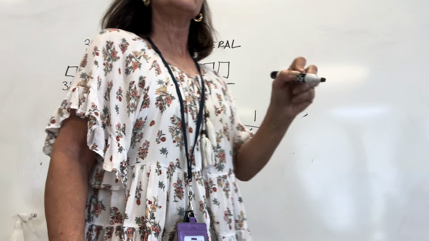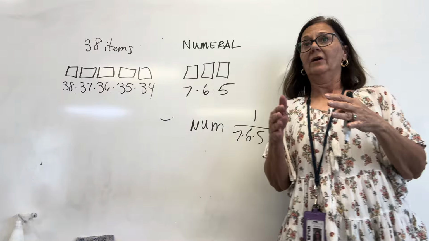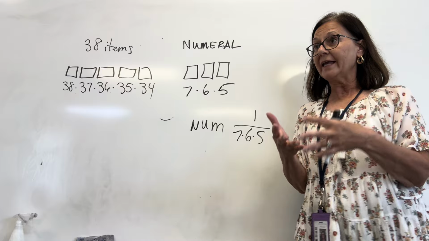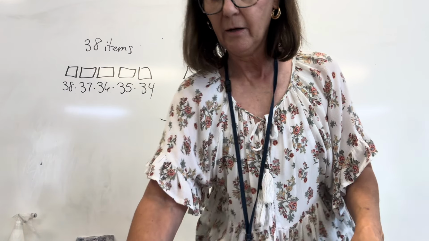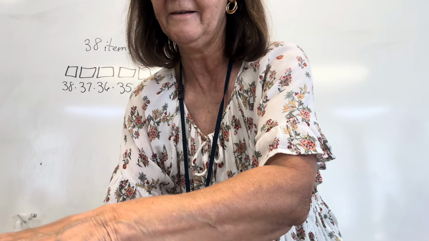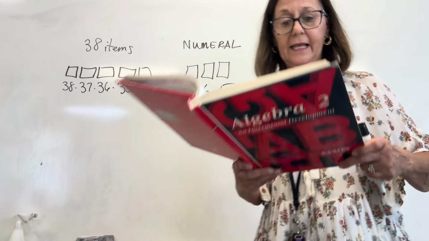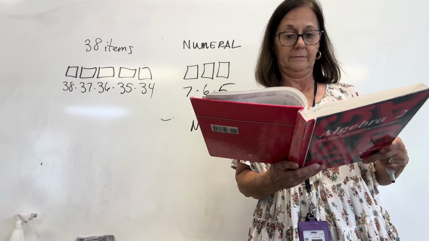Got it? What does this give me? This gives me the denominator. I'm not asking for the probability of a specific outcome. We're just looking at the fundamental counting principle. Does that make sense? The next part of the lesson is probability.